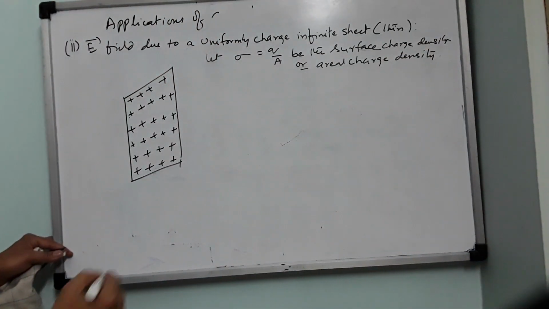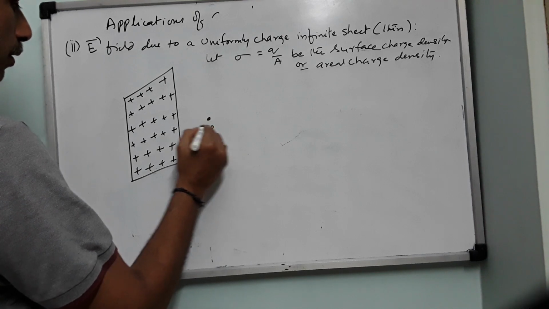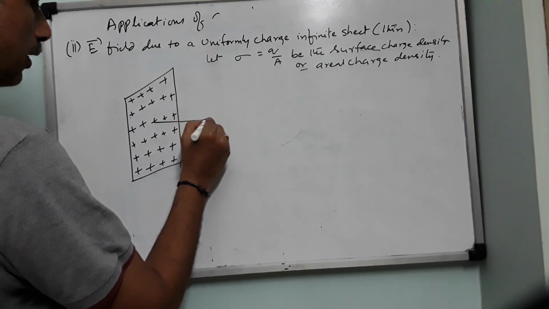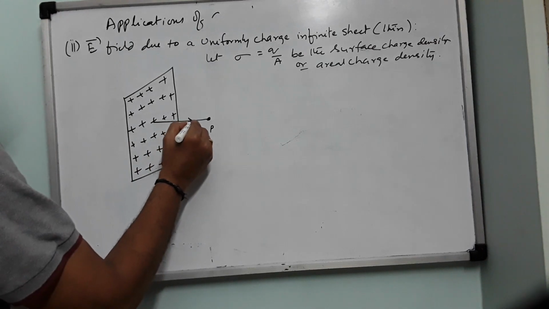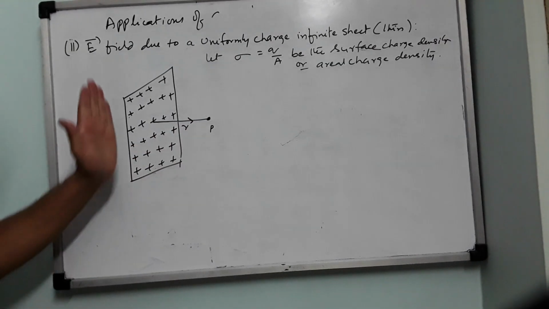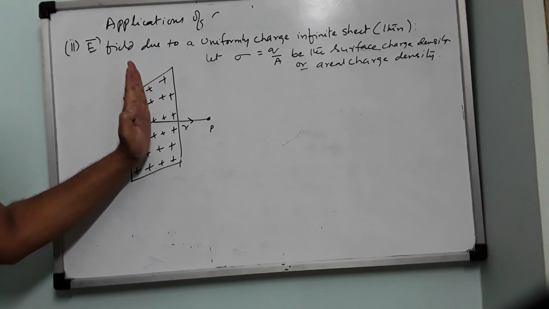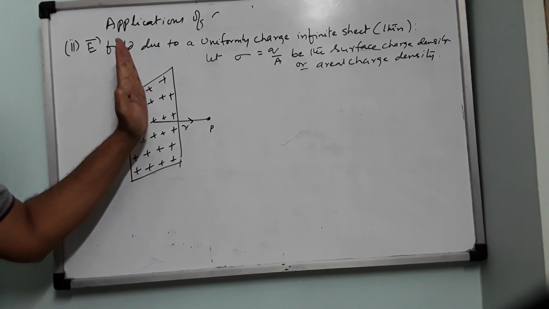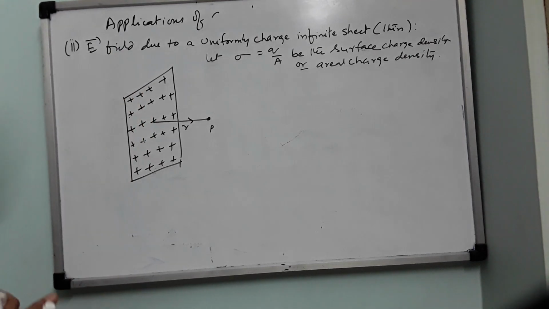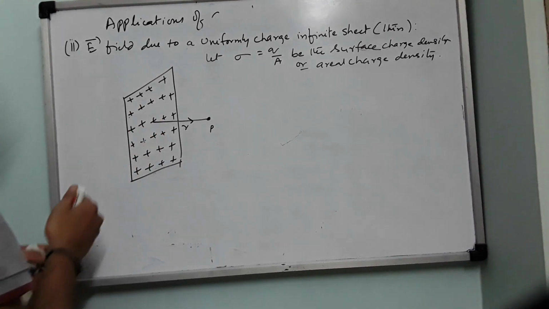Right. So now let me imagine a point P here from the center of this one at a distance R. The sheet is not actually in the plane of the board, rather the sheet is perpendicular to the plane of the board. So it is like this. Now R is nothing but perpendicular to the plane of this one. So as usual, this is actually a positive charge.